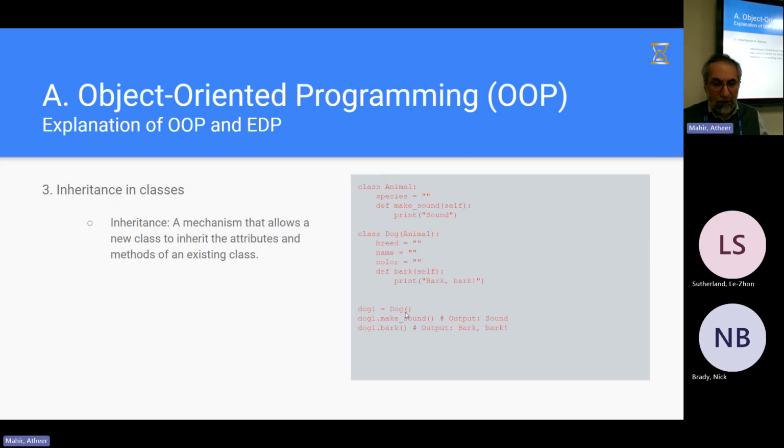Now, dog1 is equal to Dog, and then dog1.make_sound outputs the sound, and dog1.park outputs park. So this is how we use inheritance in object-oriented programming.